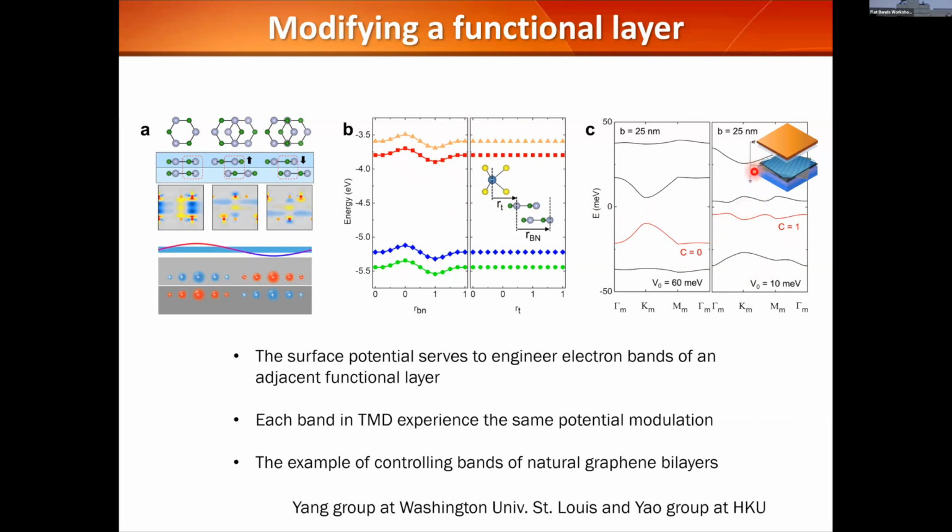If we take a natural bilayer without twisting, and place it on top of a twisted hBN substrate with a supercell of 25 nanometers, and now with the global gate, you can switch the bands of the bilayer graphene from topologically trivial to topologically non-trivial. So this is another example of how we can use this modulating potential.